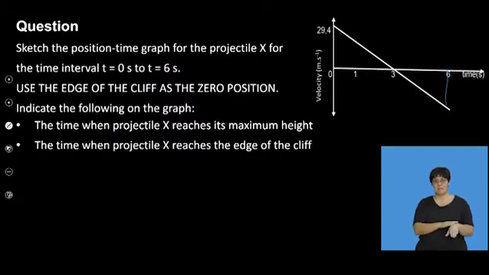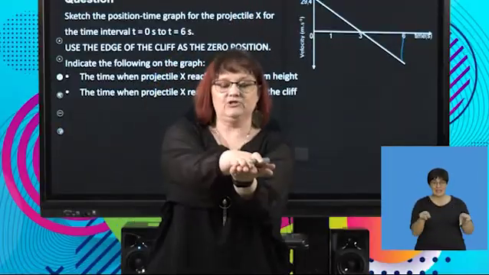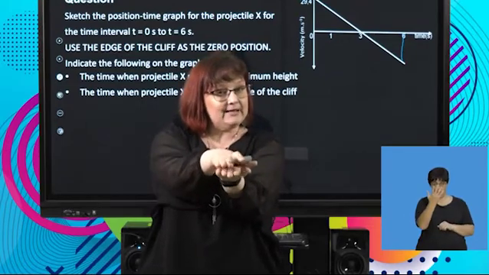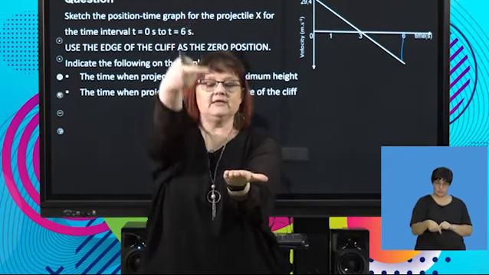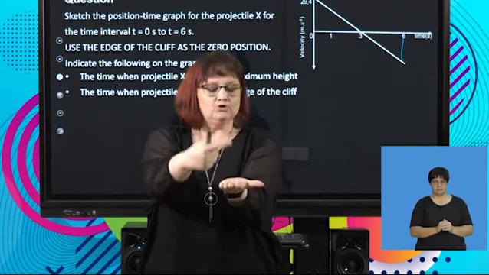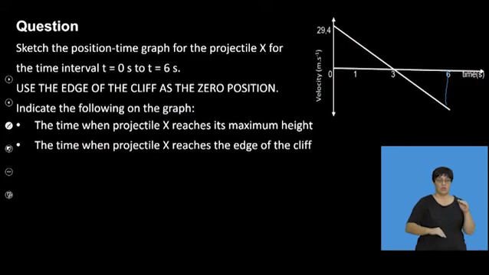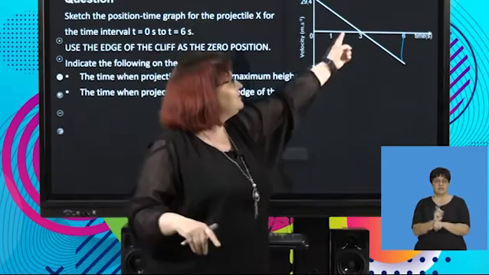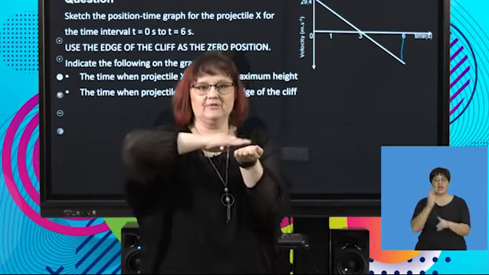We have to remember something called time symmetry. When I throw an object up in the air, if I catch it at exactly the same place I threw it, the time it takes to go up and the time it takes to come down is the same. So here, it took 3 seconds to get to the top of its motion, which means if it travels another 3 seconds, it's actually reached the top of the cliff again.